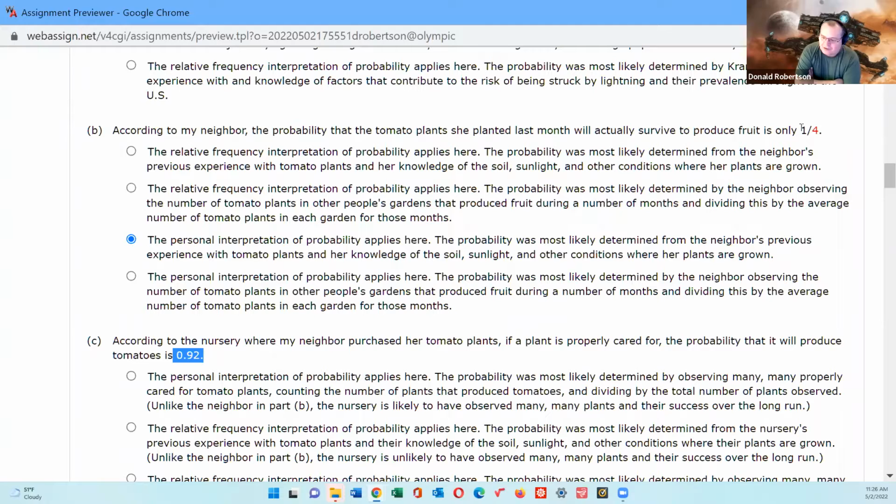Because according to the nursery, look, if you feed them right and you put them in the right place and you weed them and you do all the good stuff, trim them, whatever you do with tomatoes, 92% of these guys, 0.92, are going to give you some tomatoes out of them. And she got a 25% allegedly. So she's just a bad gardener.